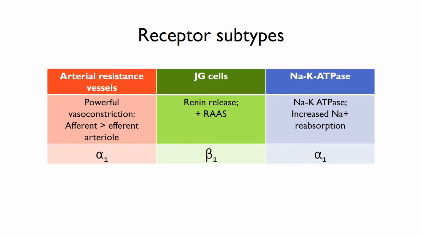This slide is showing, once again, the three big effects of the sympathetic nervous system on local processes in the kidneys. They increase arterial resistance in the blood vessels, particularly afferent and efferent arterioles, with a more powerful vasoconstriction of the afferent side over the efferent side. Stimulates juxtaglomerular granular cells to release renin, and activates sodium-potassium ATPase of the tubule epithelial cells. And it does so through these receptors.